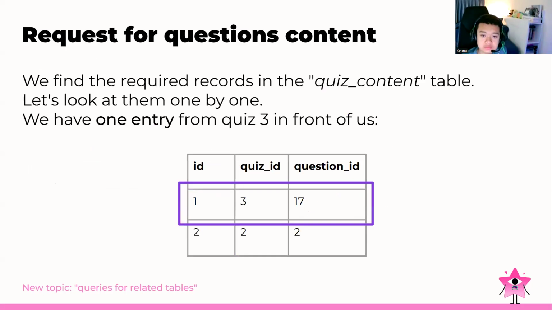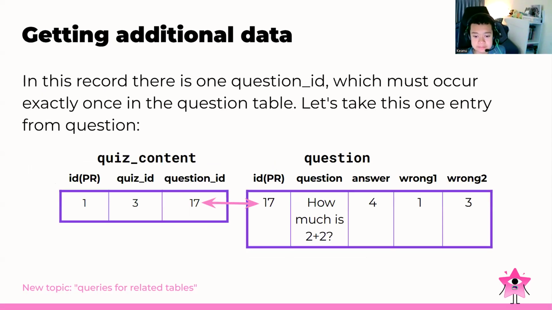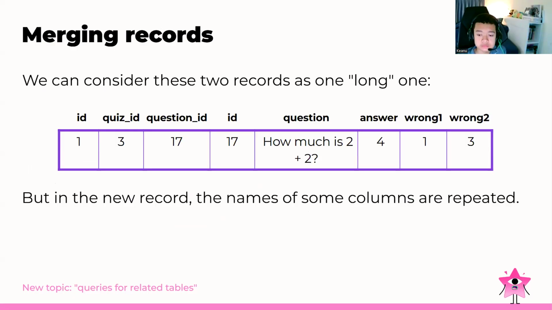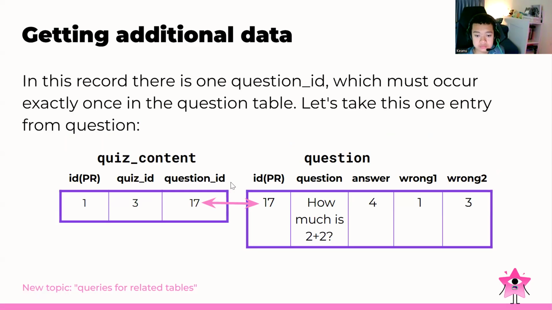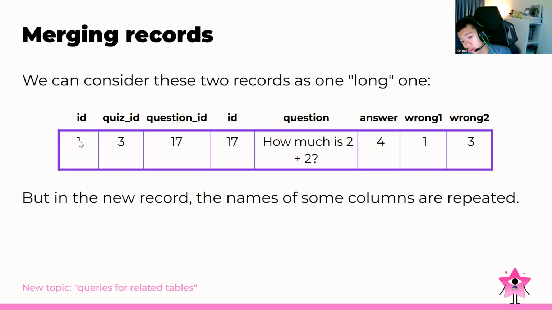We will have the capability to enter data maybe from the quiz tree and so on. Also, when we want to add additional data, in this record there's one question ID which must occur exactly once in the questions table. Let's select this one entry from the questions. For merging the records, we can consider these records as one long one. We can merge this, but here the columns will be repeated, as you can see: ID, ID, quiz ID, question ID, and so on, because we merged this one.